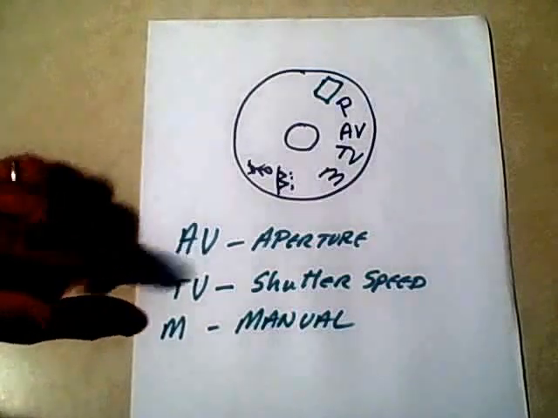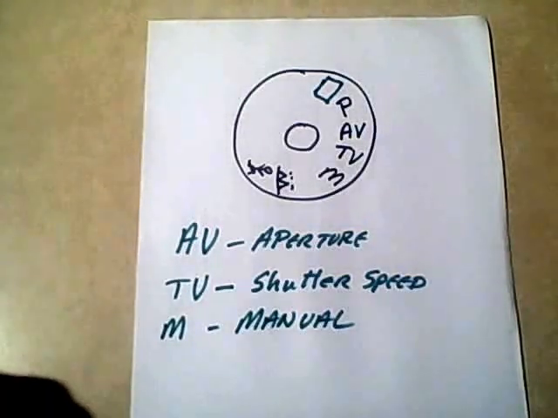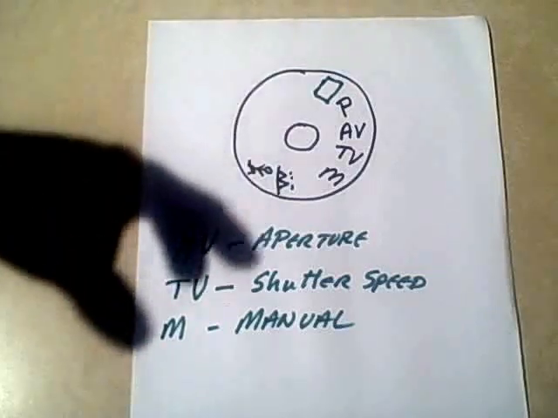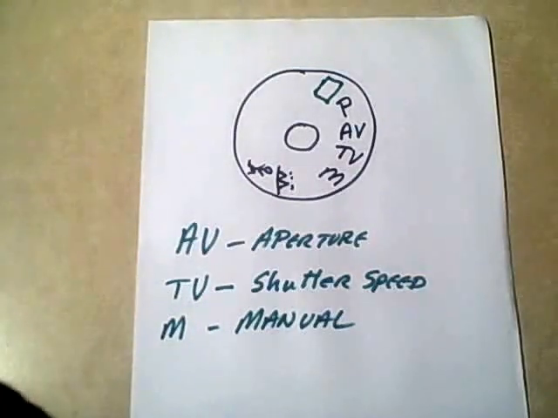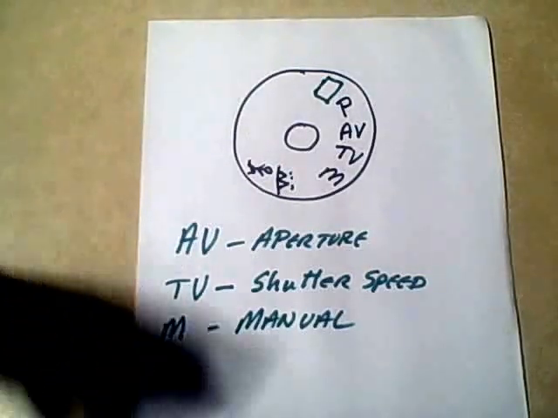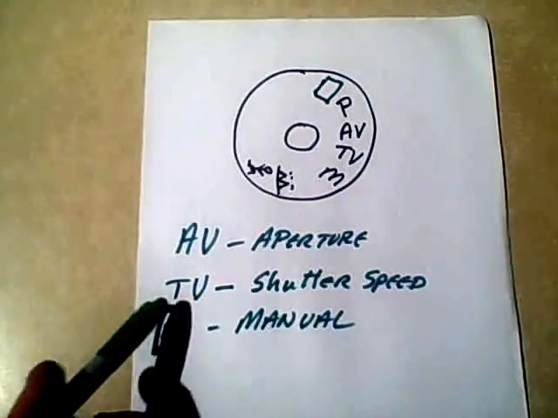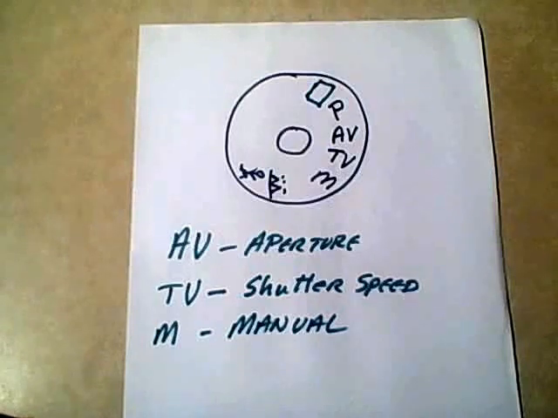TV, the time value, the shutter speed, is for if you're shooting a sporting event or the kids playing soccer and you know that you cannot go below a shutter speed of 400 or the picture will be blurred. Then you use TV and you set your shutter speed and you let the camera figure out your aperture and your ISO.